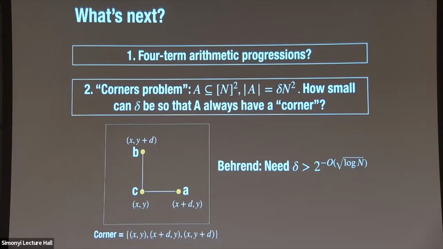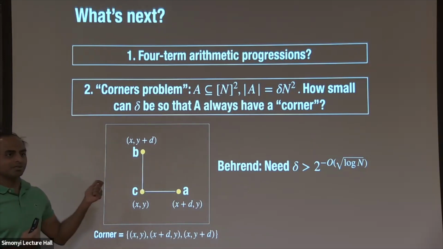And there's another question which comes from this communication complexity thing that I briefly mentioned, which is the following. Now I'm looking for subsets of pairs of integers, not just subsets of integers 1 through n. I have 1 through n squared.